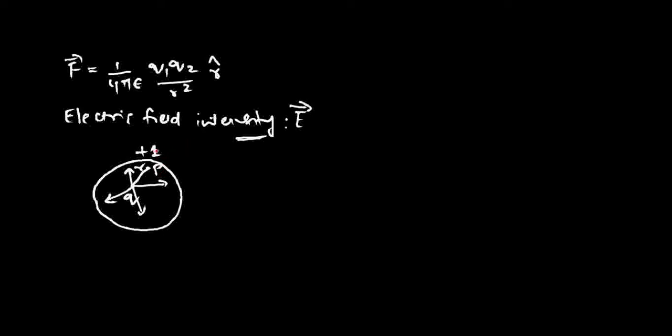Now, instead of placing a unit positive at this point P, let us put a small test charge delta Q at this point P, a test positive charge at this point P.